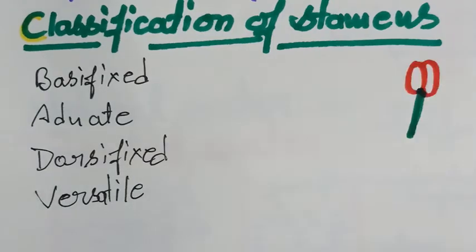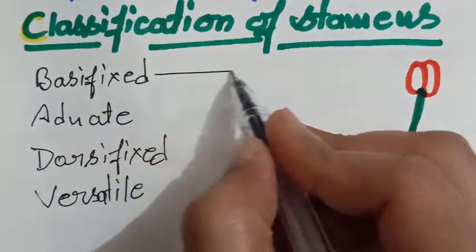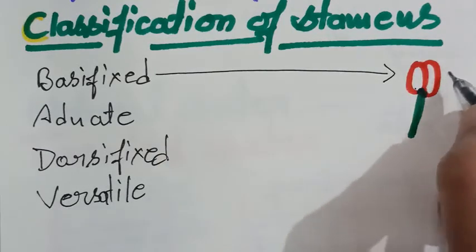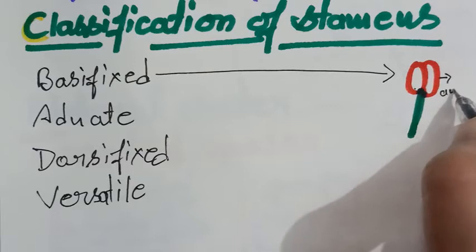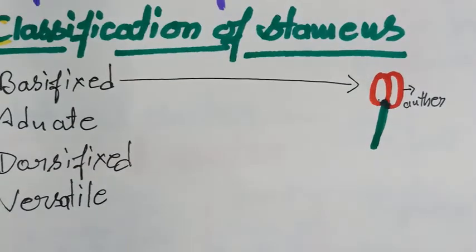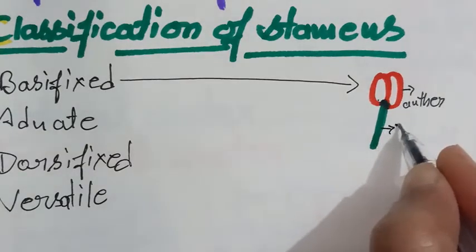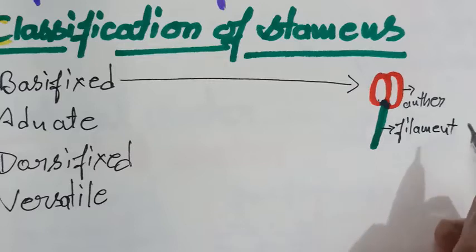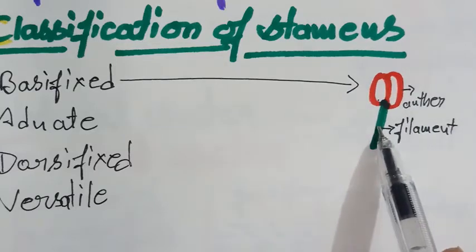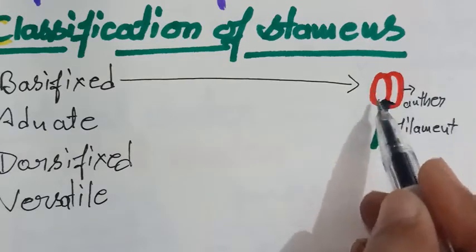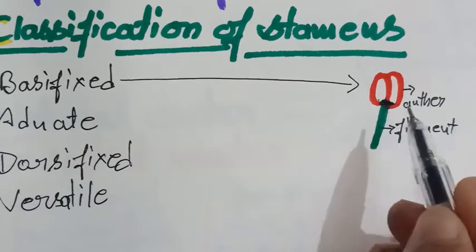So student, in basifixed stamen, this one is anther and this one is filament. In basifixed stamen, the filament is attached to the base of the anther. It is present at the base of the anther.